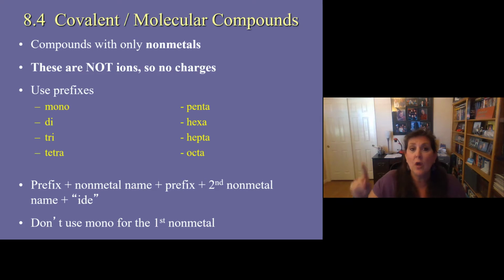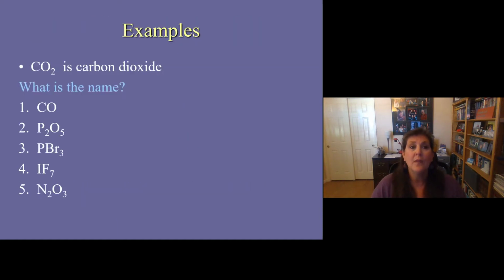Now, if there's only one of the first nonmetal, you actually don't start with the prefix mono. So never start with mono, just start with the element. For example, let's name carbon dioxide, CO2. We didn't use mono, did we? CO2 is just carbon, not monocarbon, just carbon, and then two O's make it dioxide. So CO2 is carbon dioxide.